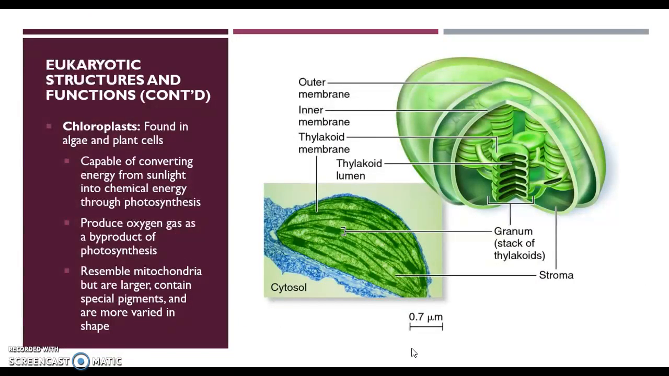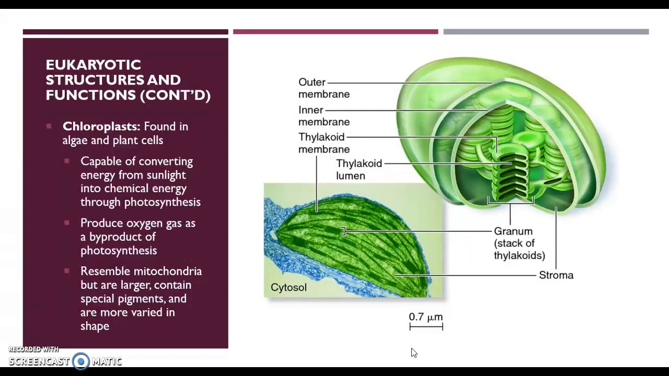Another organelle found in eukaryotic cells is the chloroplast, and they are only found in photosynthetic cells, so algae and plant cells. They are capable of converting the energy in sunlight into glucose, food, and they produce oxygen as a waste product or byproduct of that process. Again, chloroplasts are also composed of a double membrane, so they have an outer membrane and an inner membrane.